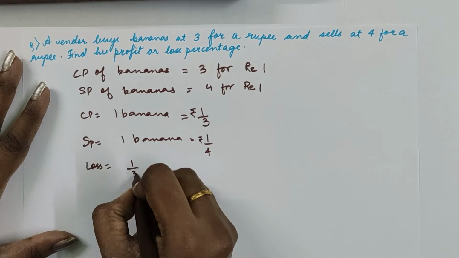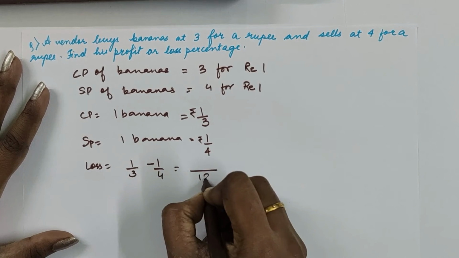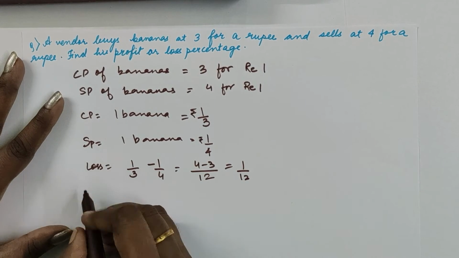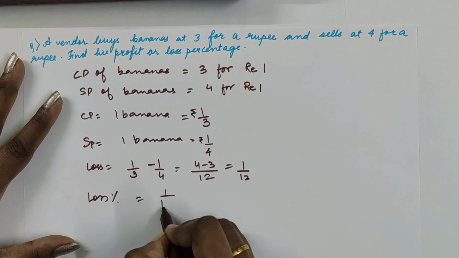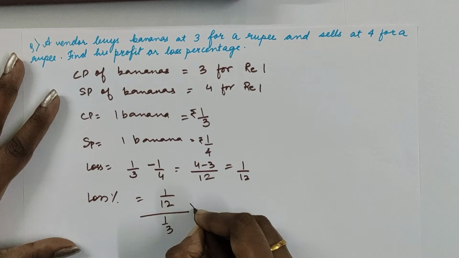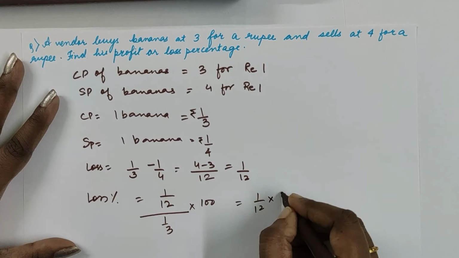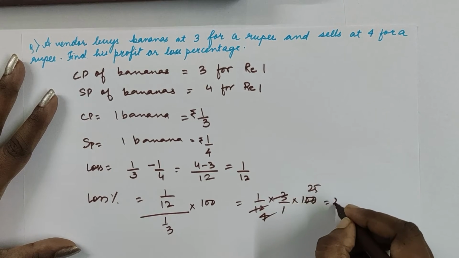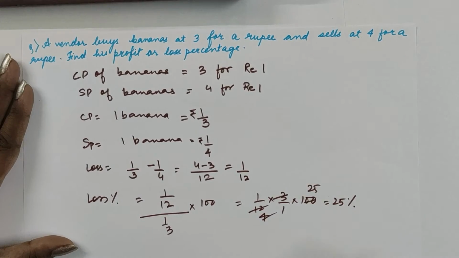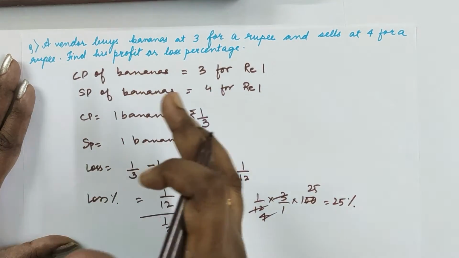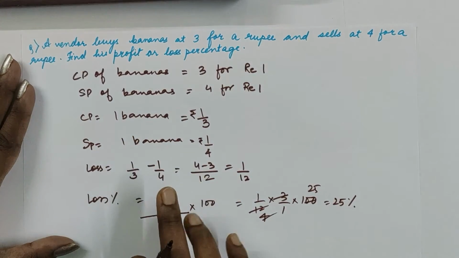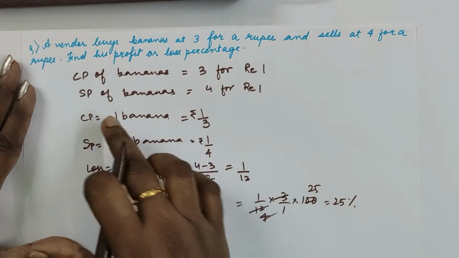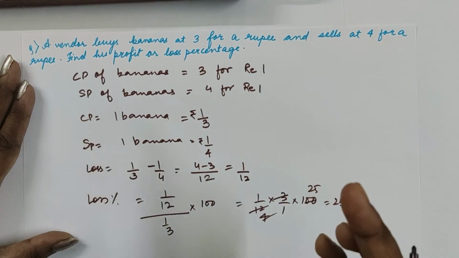So the cost price minus the selling price, LCM is 12, 4 minus 3, that is a loss of 1 by 12. So loss percentage is going to be loss divided by the CP into 100, that is we can just invert it, and around 25% loss the vendor is suffering. So here as it is given 3 for a rupee, you have to find for 1, and based on that 1 banana or 1 article, 1 object, you have to calculate the selling price, loss price and check whether it is a profit or a loss.